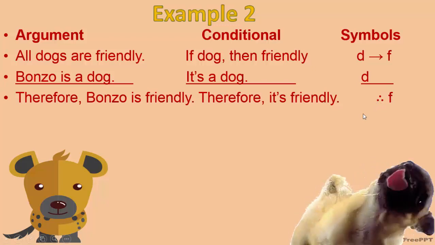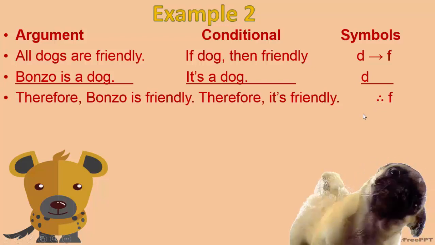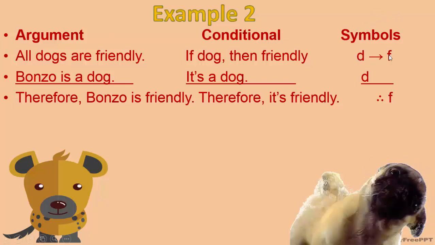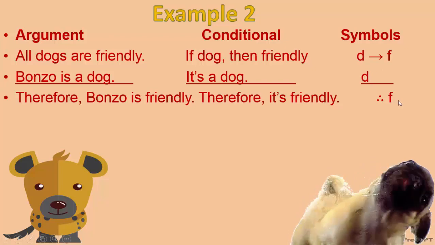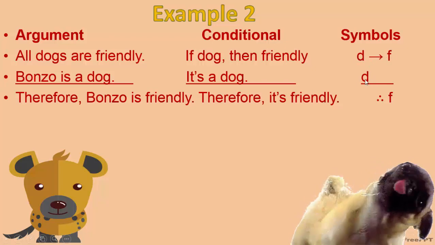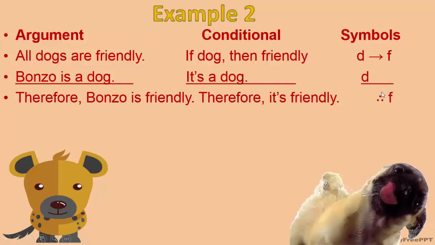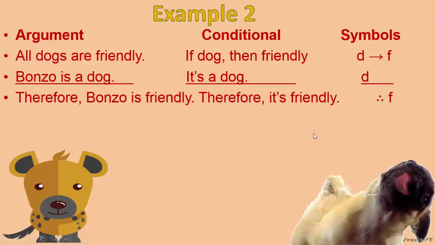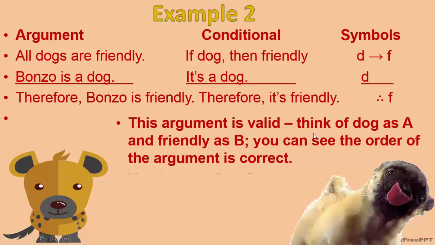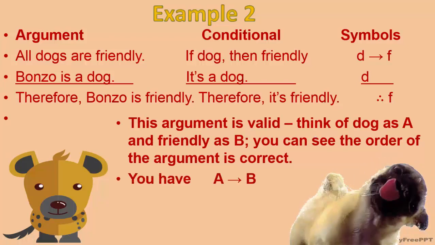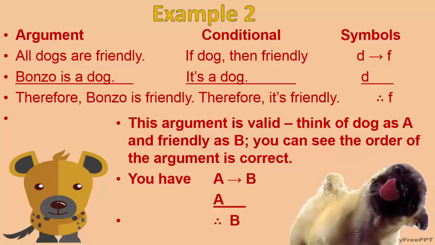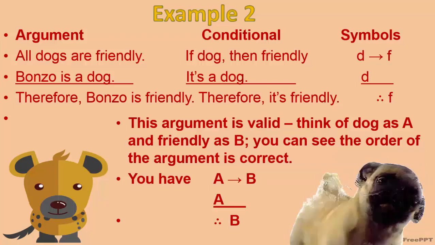So let's look at the construction of this argument. Using the symbols, D goes to F and then D goes to F. So that means that since it's going this way, D to F, and then finally D to F, this would indicate that this argument is valid. So we see that it's the correct pattern for a valid argument, and therefore it's also valid when we use symbolic logic.